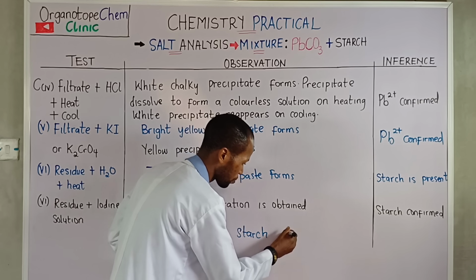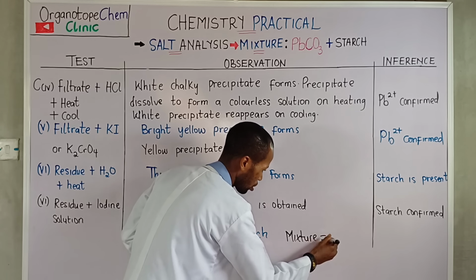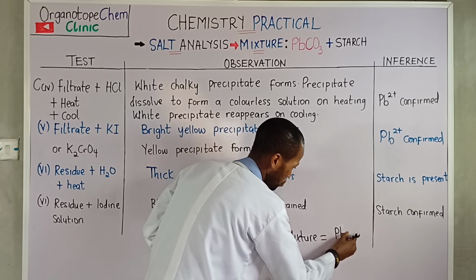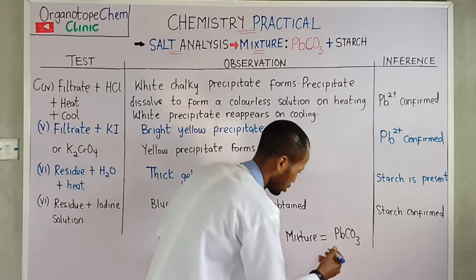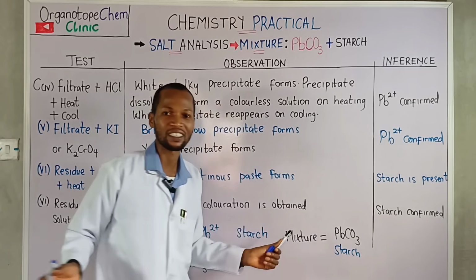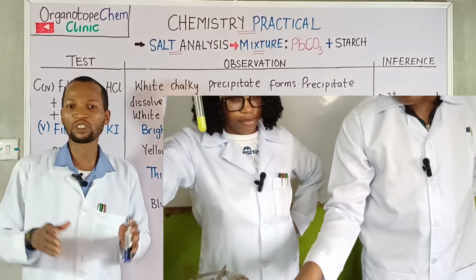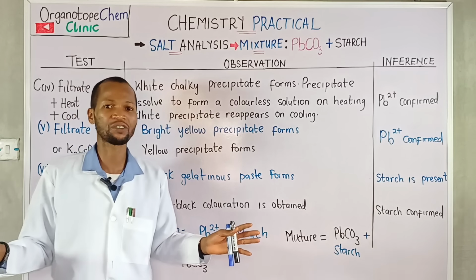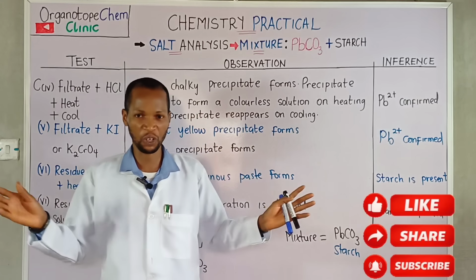Therefore, we can conclude that the unknown mixture contains lead(II) carbonate and starch. So the mixture given contains lead(II) carbonate and what? Starch. Make sense? Interesting. The bright yellow precipitate formed is one of the strongest confirmatory tests for lead 2 ion. Note this for your exam.